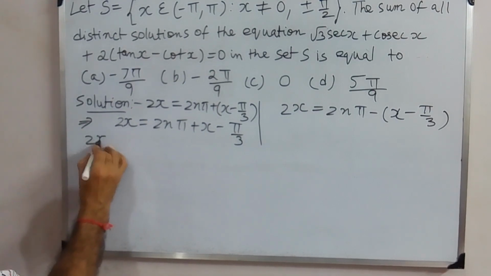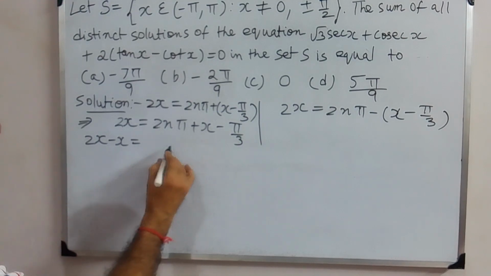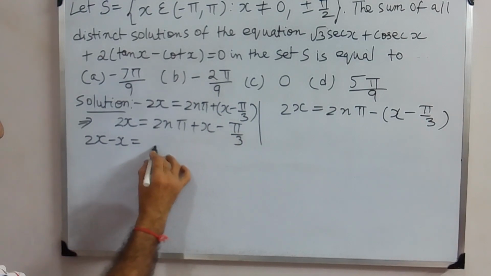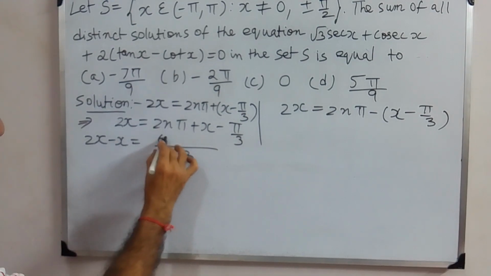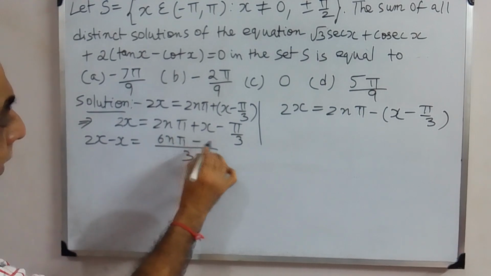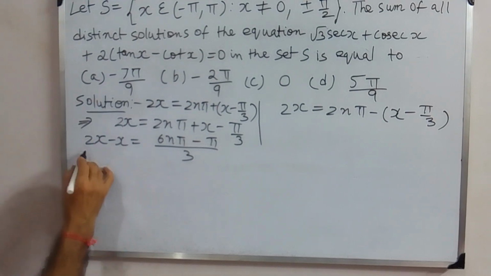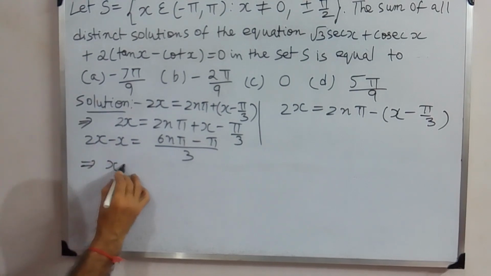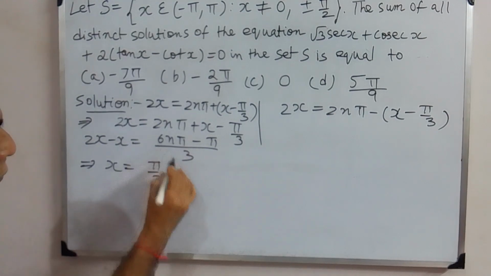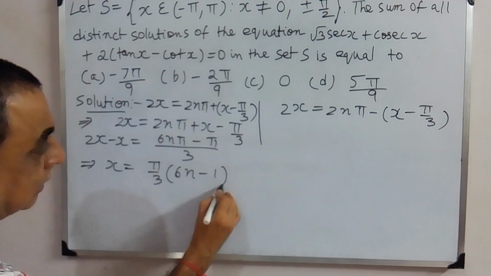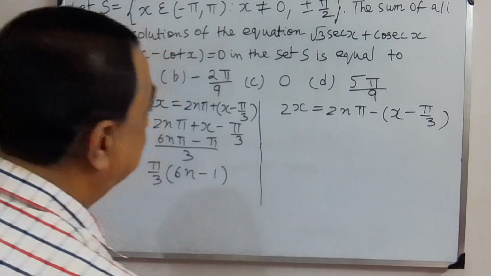So this will become 2x minus x is equal to, here what I am doing, I am taking pi, here 3 LCM. So this will become 6 pi minus, and 3 is going one time, so this will be pi. Clear? So here 2x minus x is x. So here I am taking pi common, pi by 3, so this will be 6n minus 1. So here the x value we have got from here.